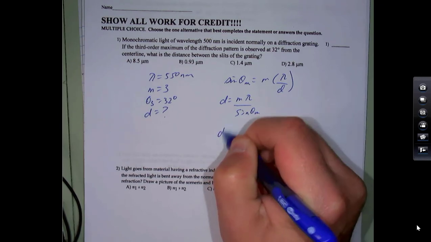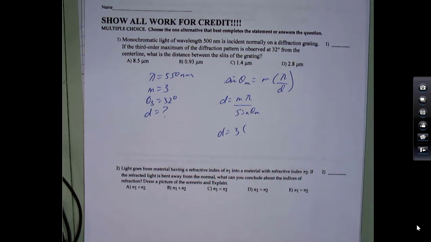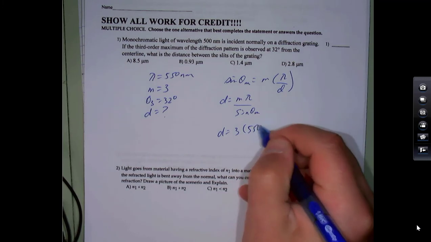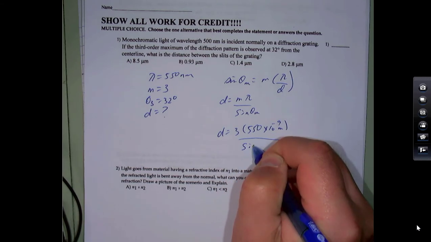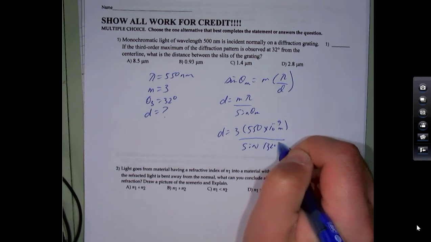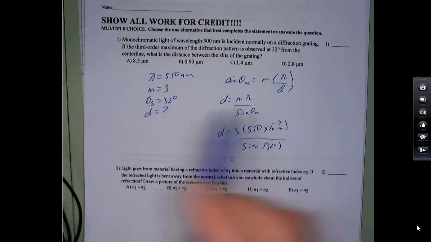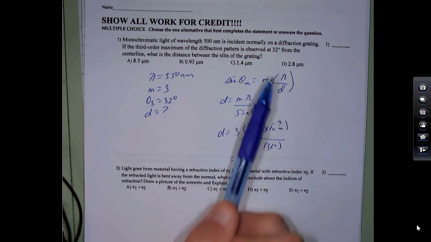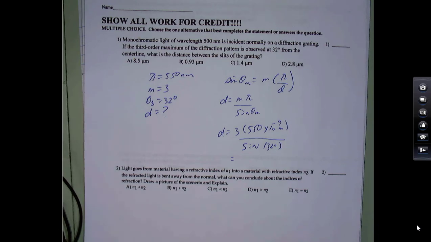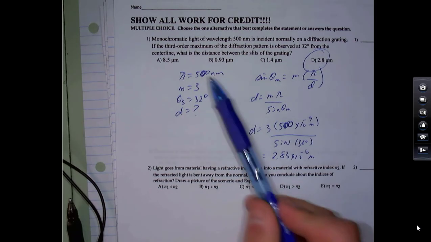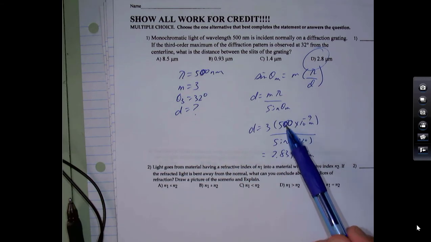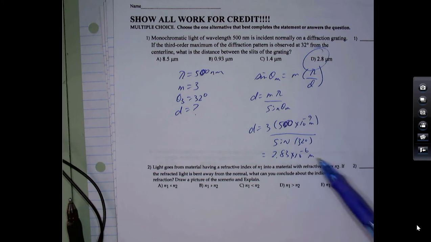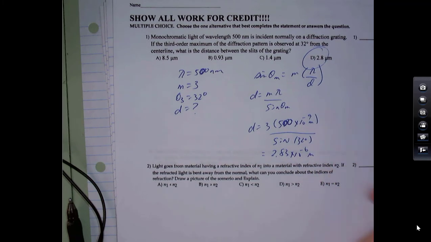So here I've got 3, and now be careful with the units. 550 times 10 to the -9 meters, and I'm going to use the sine of 32 degrees to figure out what d is. Notice all these answers are in micrometers, so we'll have to turn our answer into micrometers. Actually it was supposed to be 500 nanometers, not 550. So 500 nanometers. Put everything in. This comes out to be 2.83 times 10 to the -6 meters, which is micrometers, so 2.8 micrometers.